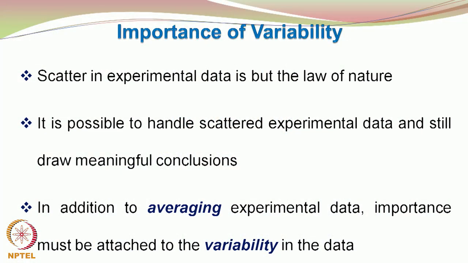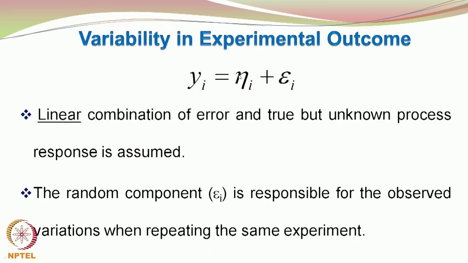So, in addition to averaging the experimental data, importance must also be attached to the variability in the data. In the design of experiments, you will see how to account for the random variability and also the systematic variability caused by changing the variables, and compare the differences between the two.